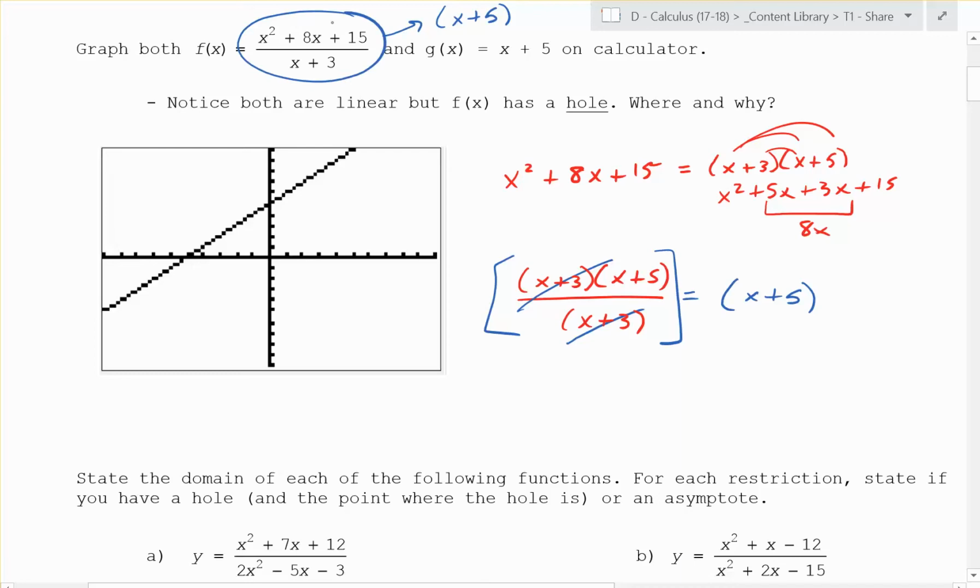You can't plug in a number. What's the one number you can't plug in? You can't plug in a number that makes the denominator x plus 3 equal to 0. And that's true when x is equal to negative 3. So when x is equal to negative 3, which is right here, x can't be that value. So in this case, when you're graphing this function, there's a hole right there.